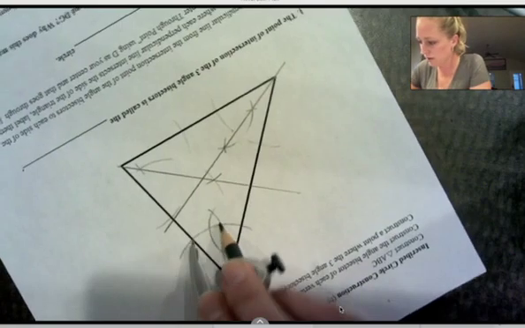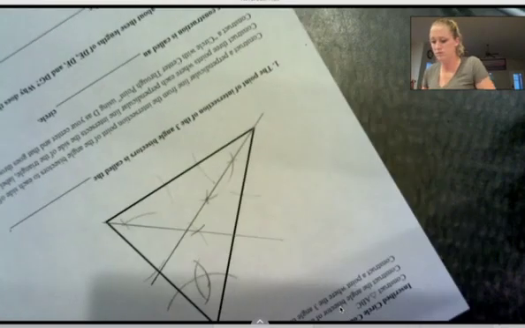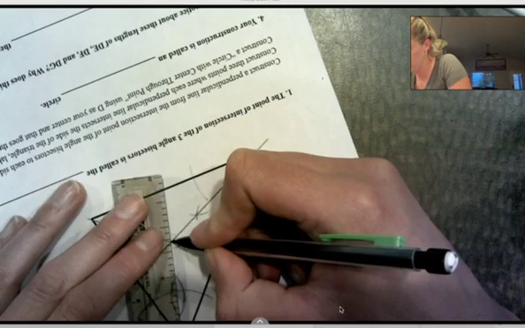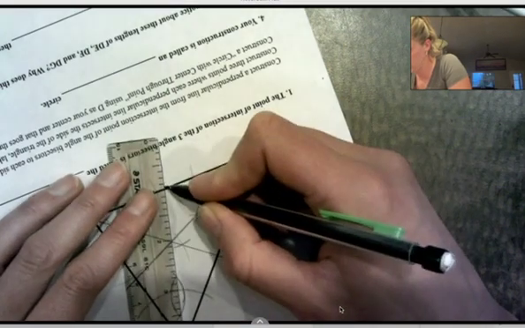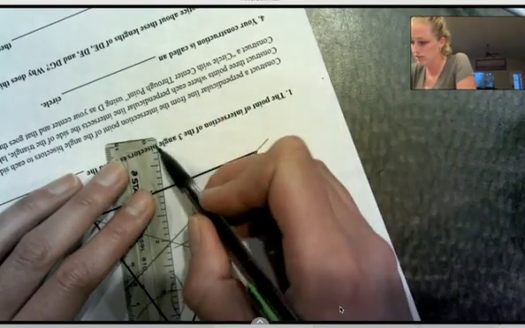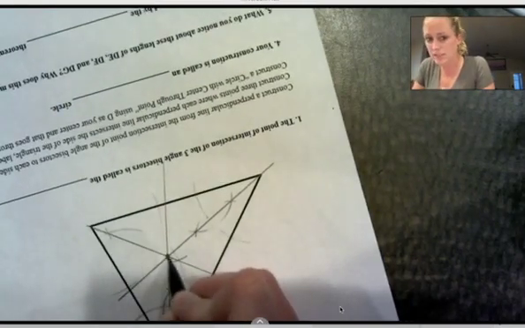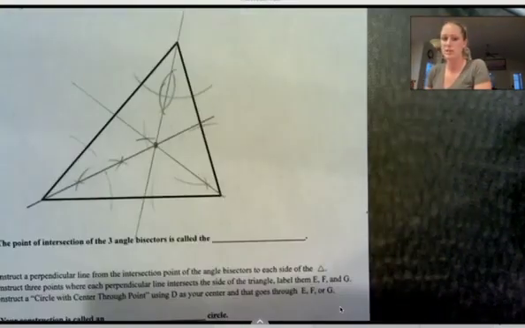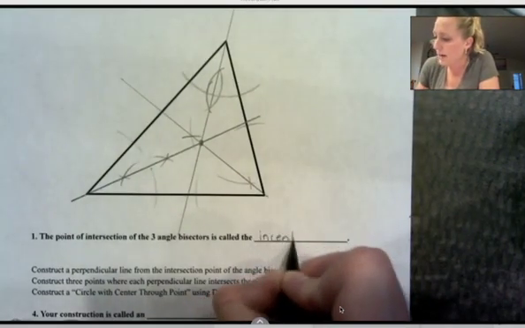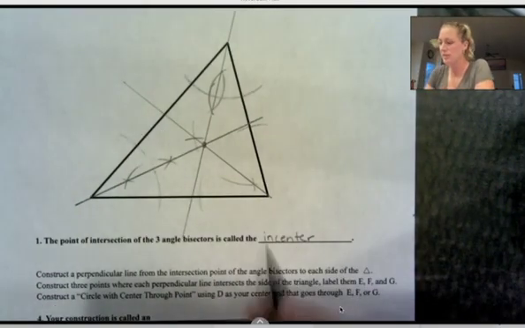Oh, I got mine off a little there. All right, so mine's lining up pretty close, so I want that intersection point and those 2 that I just made with the vertex. All right, so this intersection point is another point of concurrency, okay? And this is called the incenter. So 3 angle bisectors in a triangle will always intersect at one point, and we call that the incenter.